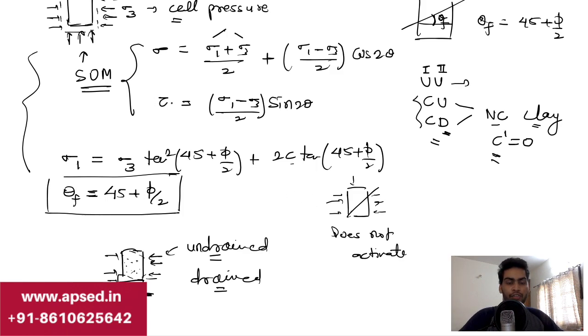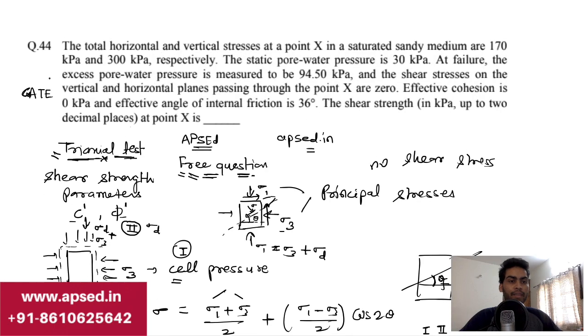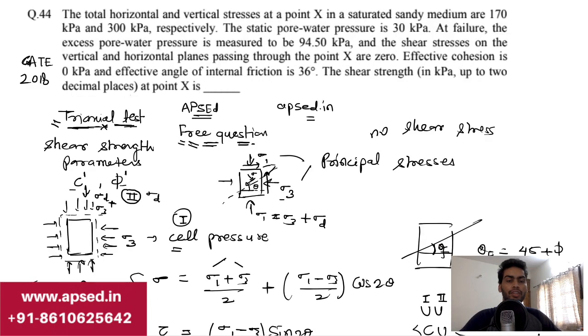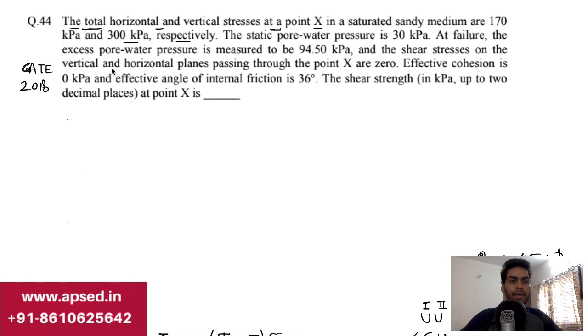Now based on this information, we can solve this question from GATE 2018. It says the total horizontal and vertical stresses at a point X in a saturated sandy medium are 170 and 300 kPa respectively. So as I told earlier also, you have to make sure you read the question very carefully, and if possible try to draw also whenever needed. So there is some point in the sandy soil at which the horizontal and vertical stresses are given here.